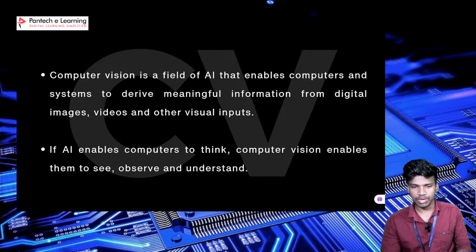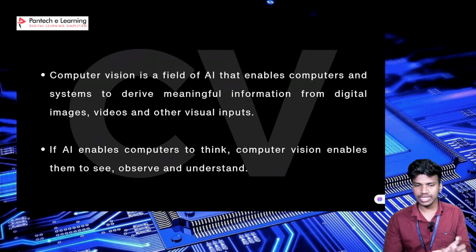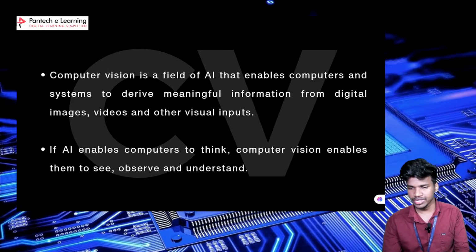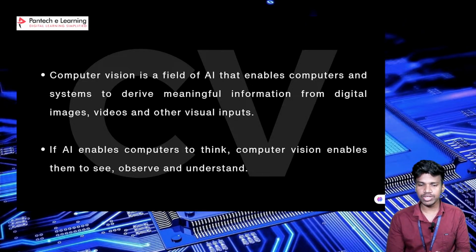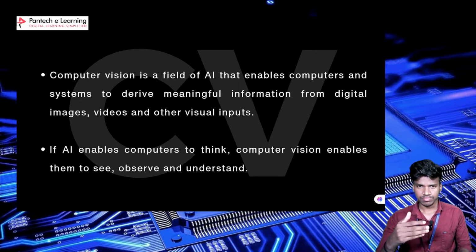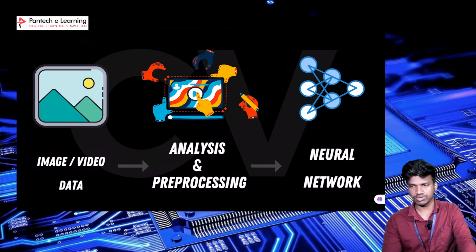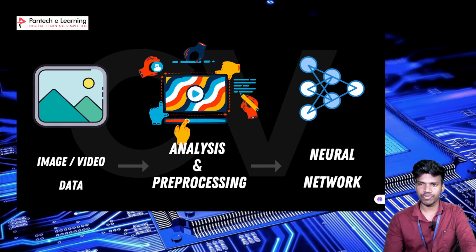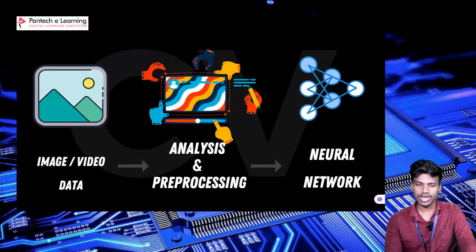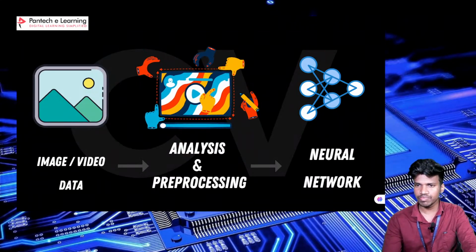Computer vision is a field of AI that enables computers and systems to derive meaningful information from digital images, videos, and other visual inputs. If AI enables computers to think, computer vision enables them to see, observe and understand. So we pass the image or live real-time video, and the computer analyzes the frame and passes the data to the neural network.